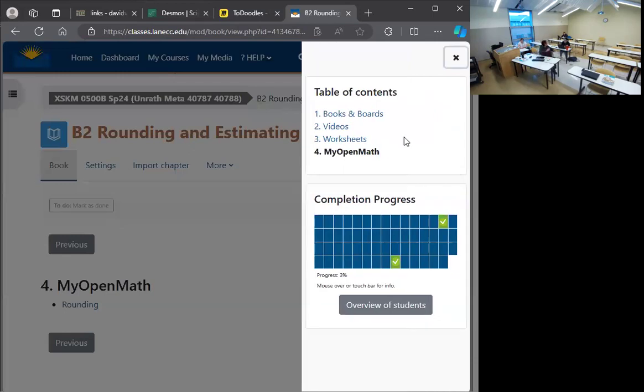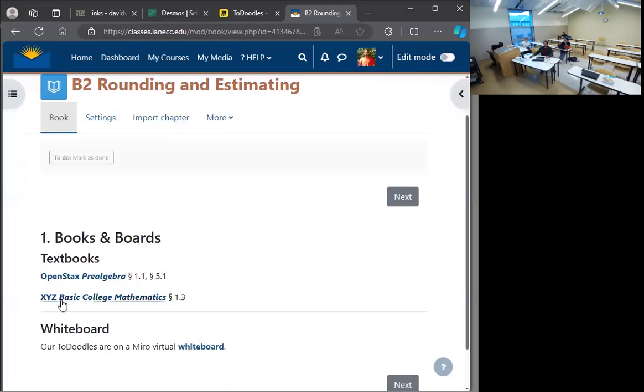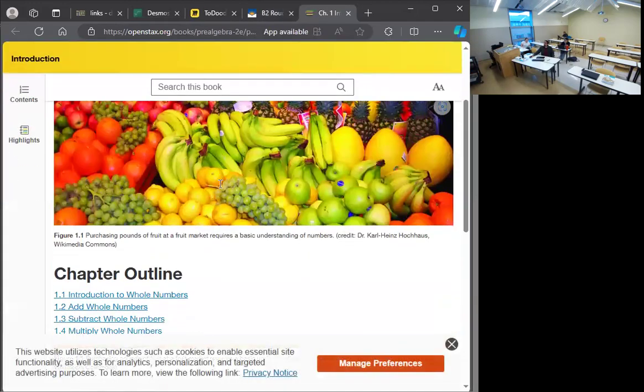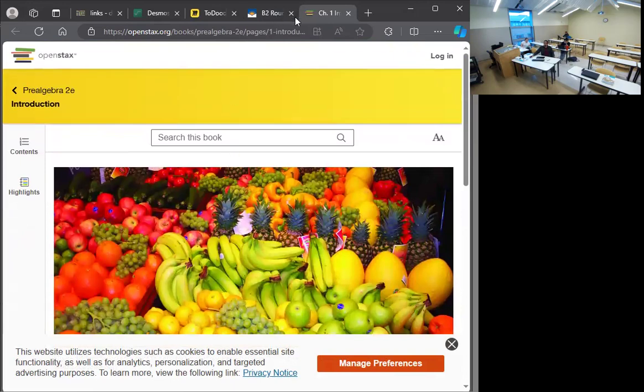Have you seen, Emily, the textbooks yet? No. No, okay, so when you go to the books and boards, there's two textbooks there. The one that's labeled OpenStax is a free textbook. And it's not that great. It's not bad, there's just nothing really to write home about.